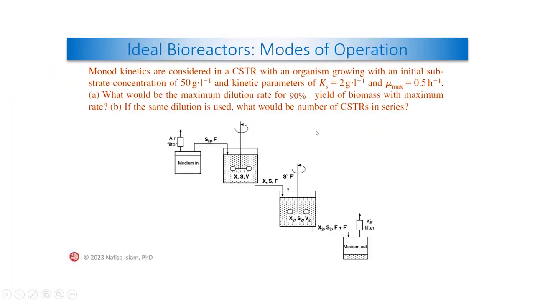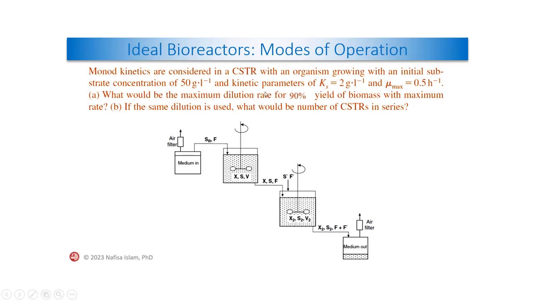Here, before getting into the nitty-gritties, this is a series CSTR type math. But even if you don't go for the CSTR, you can even just solve for one CSTR and be done with it. You see how. Let's just read it. Monod kinetics are considered in a CSTR with an organism growing with an initial substrate concentration of 50 gram per liter and kinetic parameters of Ks given, mu max given. What would be the maximum dilution rate?